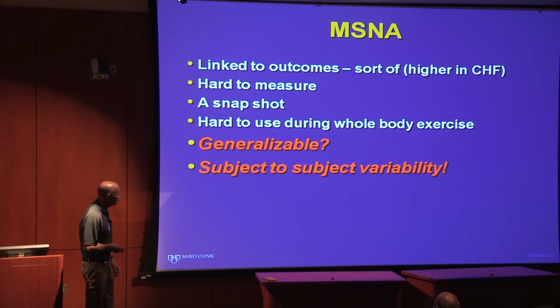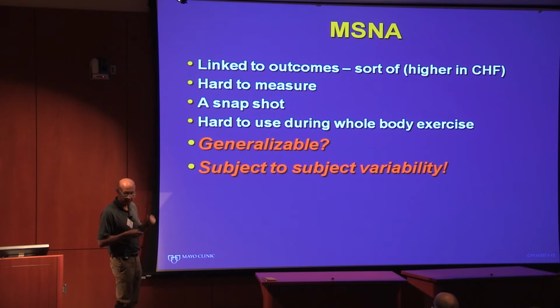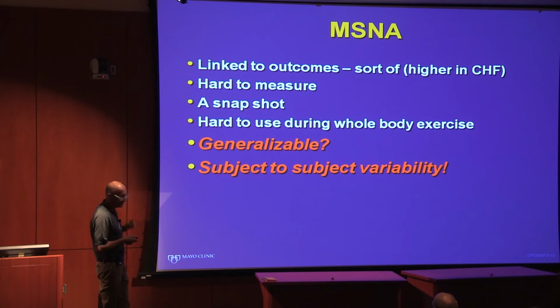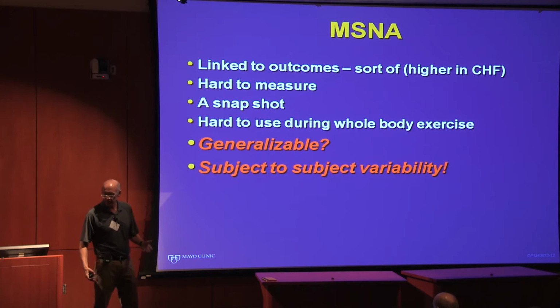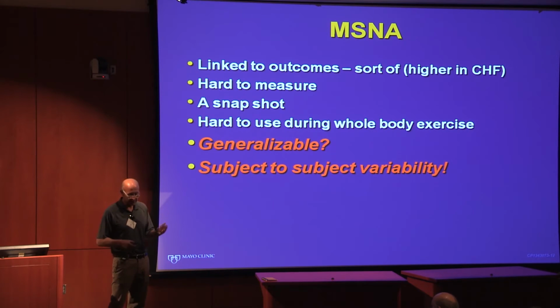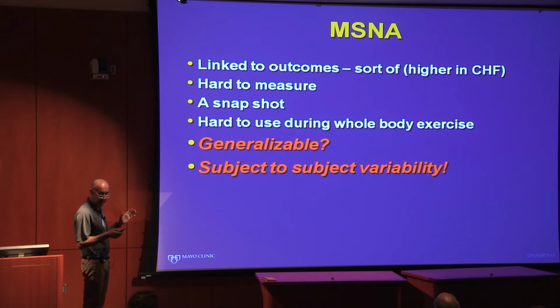Now, muscle sympathetic nerve activity, it's linked to outcomes, sort of. It's higher in congestive heart failure, for example, higher in some respiratory diseases, and there's a good correlation between MSNA and these plasma norepinephrine measurements. It's hard to measure. It is a snapshot. It's hard to use during whole body exercise. It's hard to use during anything but rest. Is it generalizable? So does what happened in the muscle tell you what's happening in the heart, the brain, the kidney, whatever? And subject to subject variability is the most interesting thing, which applies to this whole topic of humans.